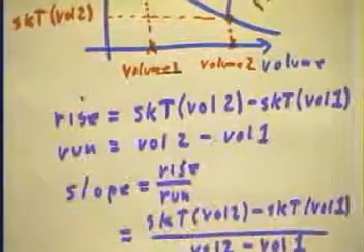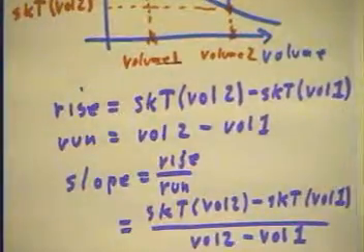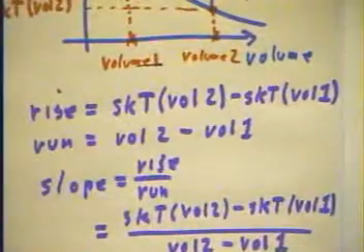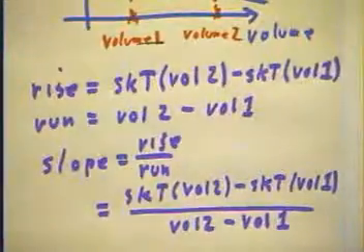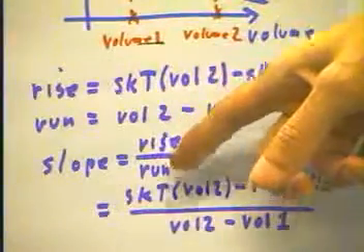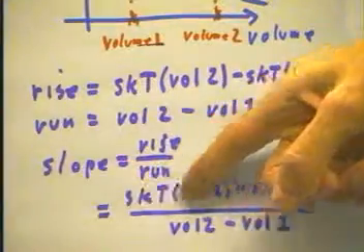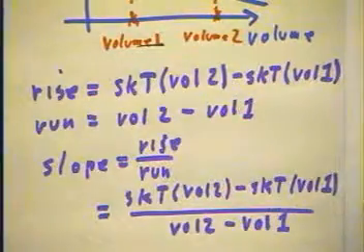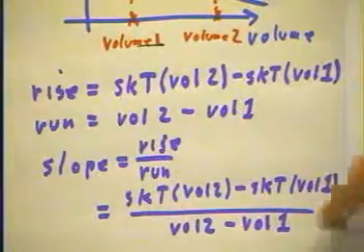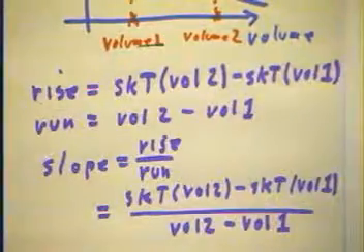So we summarize these ideas here. And we see that the slope is going to be the rise divided by the run, or skin thickness of volume 2 minus skin thickness of volume 1 divided by volume 2 minus volume 1. And this is the result we're looking for.